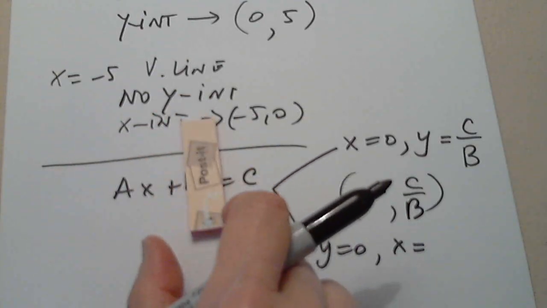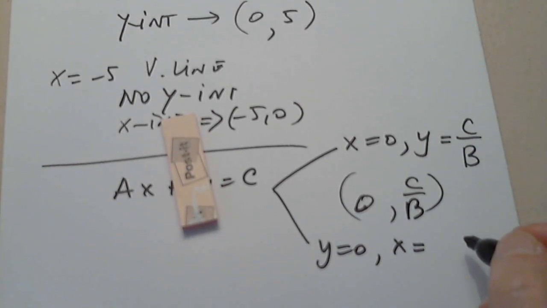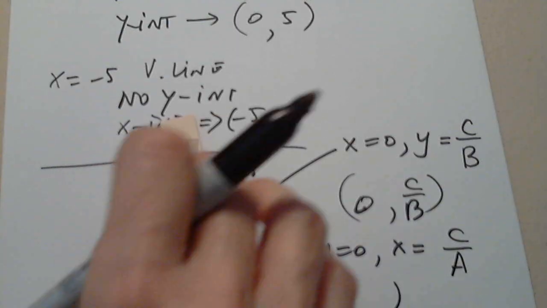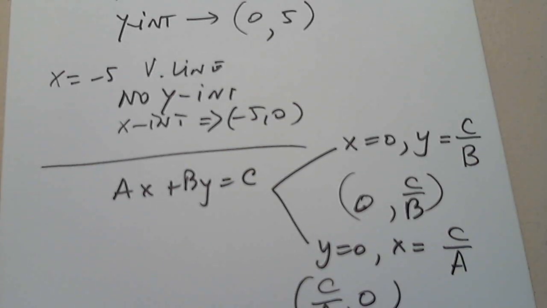Good. Now I have to solve for x. So y is 0. How much is x? C over a. Good. So then the ordered pair is C over a, comma 0. Very good. Excellent. That's why we solve for letters. One of the reasons, that's not the only one.